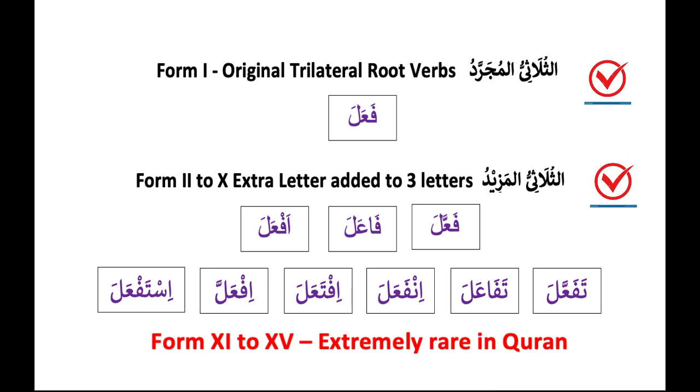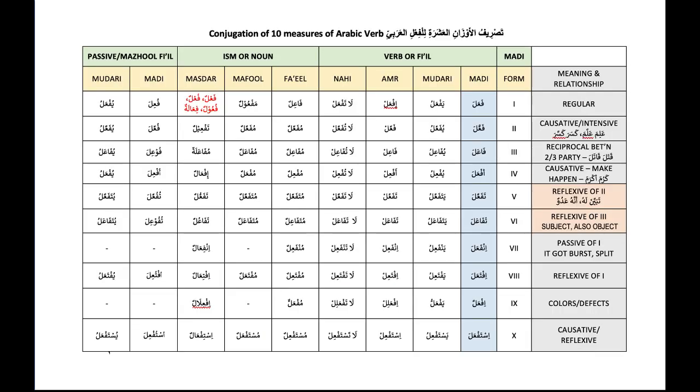Alhamdulillah. There is so much to learn in this chapter to understand verb forms 1 to 10, but we shall keep it to the basics and essential ones only, so that you can learn these 10 forms of verb easily, remember them, and then apply them while you are interpreting the Quranic verses using the grammar, inshallah. Our objective in this lesson is to do the conjugation of 10 measures of Arabic verb. Tasriful awzanil asharati lil fi'lil arabi.